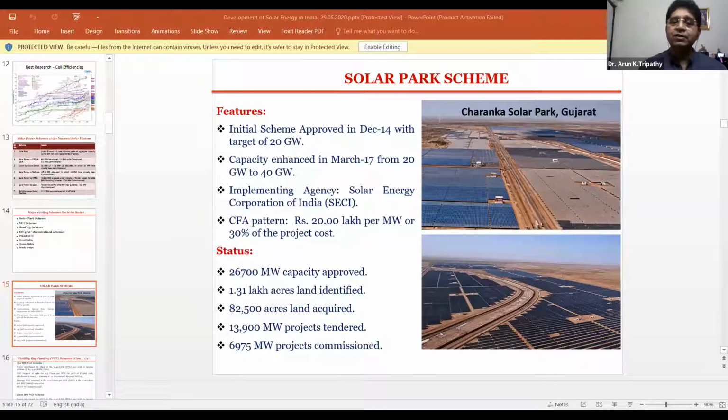So this is how you can see what big size of solar power plants are available today in our country, which are catering to 23% of the total installed capacity in the country. And as far as the number of units are concerned, they are providing up to 12% in terms of the electricity contribution from the renewables.